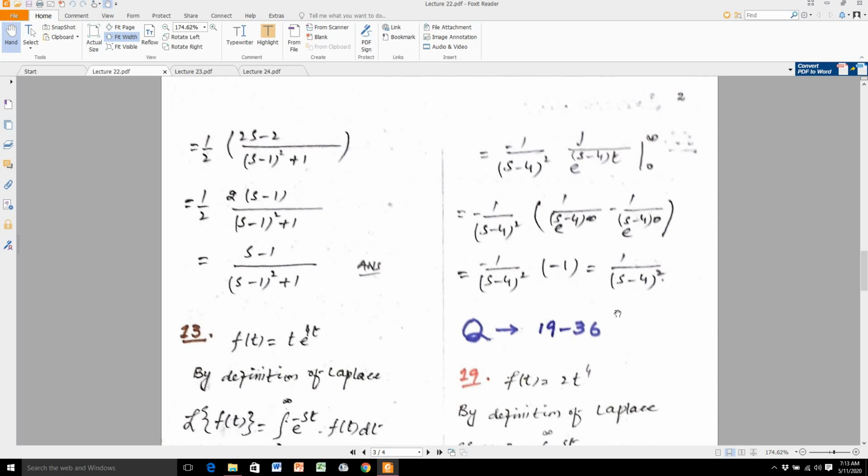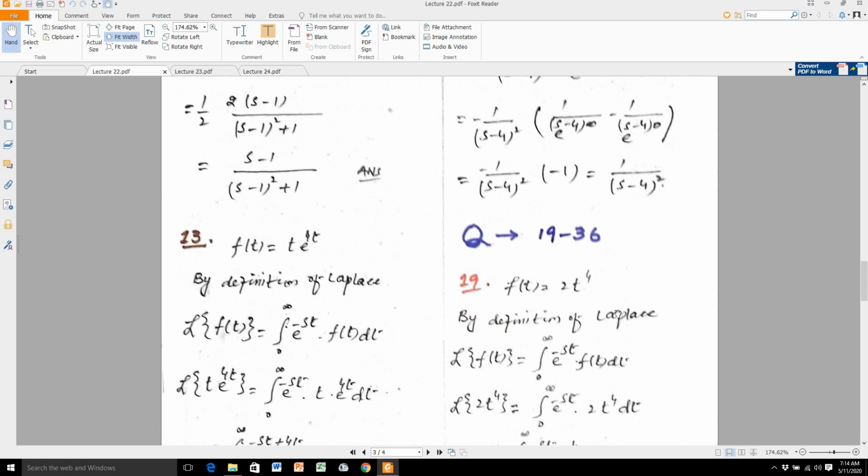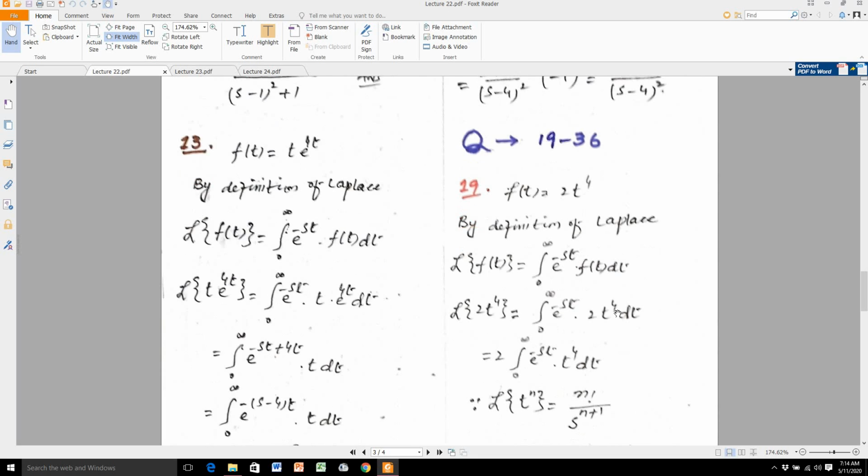So I try my best to choose those questions which seem a little bit difficult for you. In this way you are able to solve questions 11 to 18, and in case of any difficulty you will ask me. Now we see questions 19 to 36.